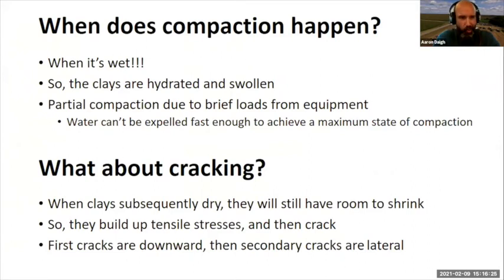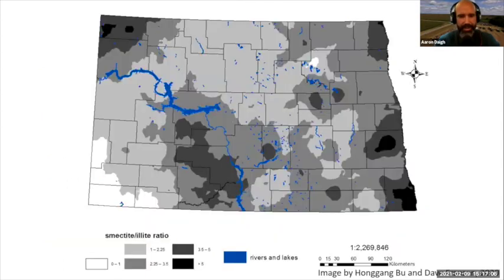Well, it happens when it's wet. So these clays are hydrated and they're swollen. The important part with that is because when you drive across them, even if you get ruts and stuff, there's only partial compaction compared to what the maximum state could be. And it's because the driving over it is very brief. You're driving fast enough that you can't squeeze the water out of those individual clays. So when they subsequently dry, there's still room to shrink, and those tensile stresses build up and crack, and you get this network of vertical and secondary lateral cracks that'll form in it. So a lot of times, you might think, well, it's compacted enough, there's no room to still crack. Oh, there certainly is.